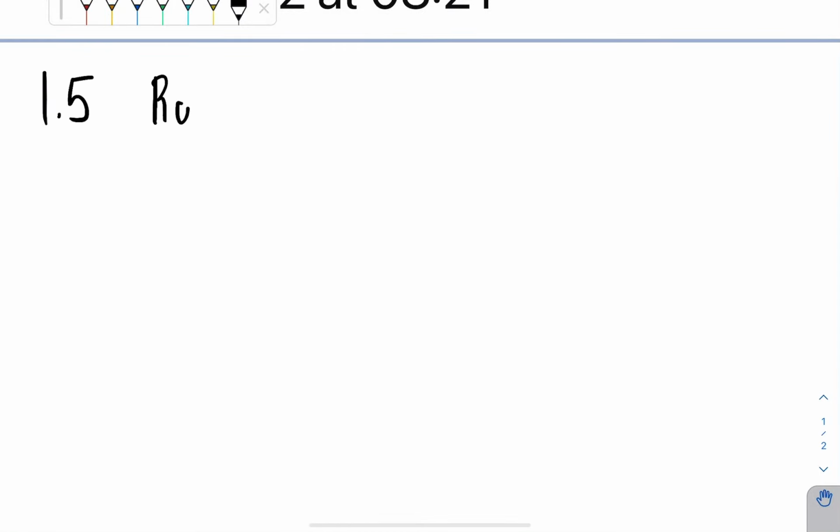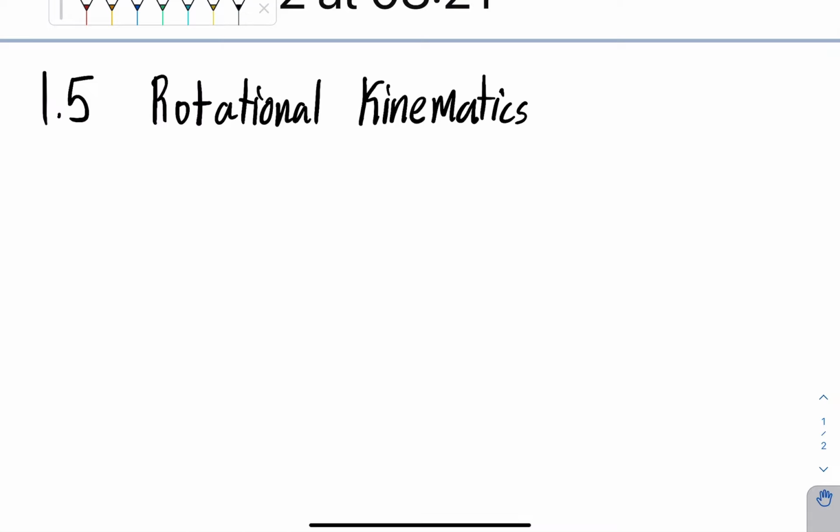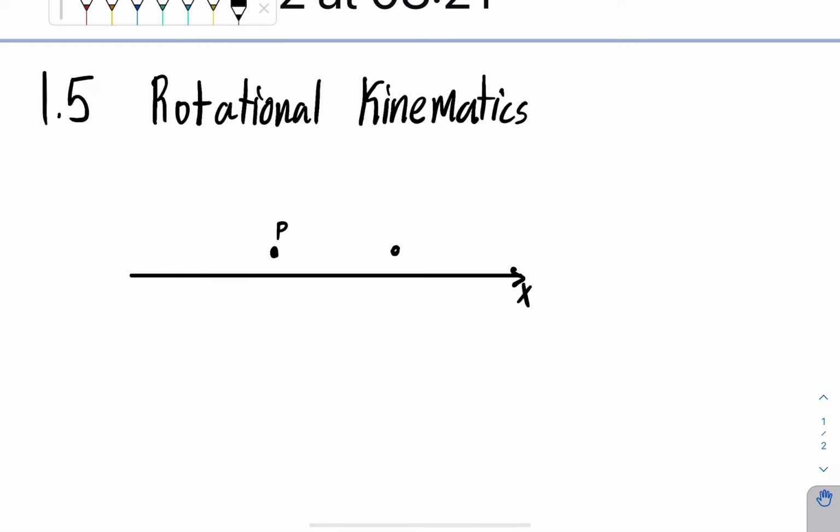Section 1.5, Rotational Kinematics. In one-dimensional kinematics, we dealt with movement along a straight line that we often called the x-axis or the position axis. We could have a point here, P, and it could move to point P prime through some displacement over a course of time. From this, we could derive all of our quantities, including acceleration, velocity, and average velocity.